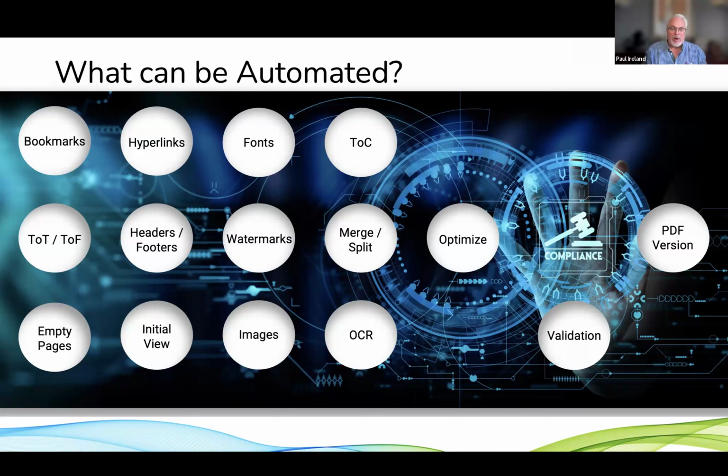Obviously, a lot of elements around bookmarking and hyperlinking and fonts, and making sure fonts are embedded correctly, the insertion of tables of contents where necessary, adding headers and footers and watermarks, and merging multiple documents together or splitting them up. Making sure that the file's PDF is optimized for fast web view. It's the correct PDF version. You don't have empty pages in the PDF or incorrect sections included. Maybe you've got guidance text that was included in your template that remains for some reason in the PDF, which seems to happen more than it should. Your initial PDF view settings are set correctly, and images are compressed in the right way and OCR'd if necessary, so they become text searchable, etc.